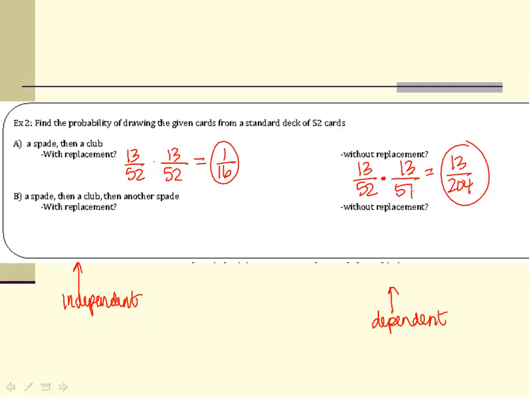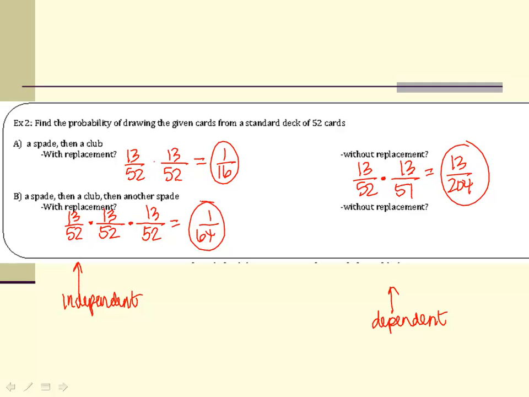All right, let's go one more harder. All right, I want a spade first. A spade is 13 out of 52. If I replace the cards, there are 52 left, and a club, there are 13. If I replace the spade and the club, there are still 52 cards. And since I replaced the spade, there are actually 13 spades still left. Once I find my fraction reduced, you should get a probability of 1 out of 64.